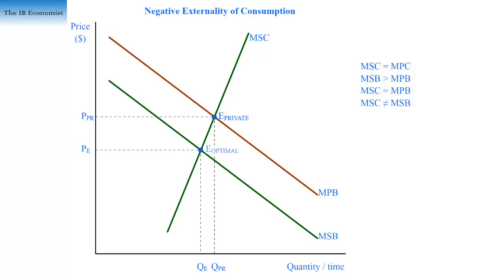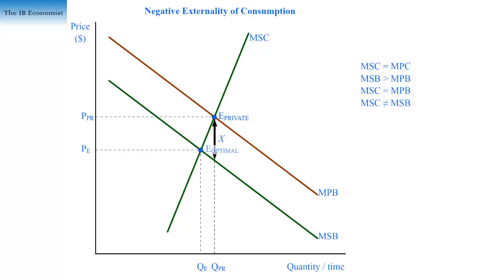As a result, we can see that once again we have a private equilibrium which is different from the optimal equilibrium. E-private marks the higher price PPR and higher quantity QPR than the optimal price and quantity PE and QE. As a result, people are spending too much money on this product and are consuming more units than they should be. We can see the level of externality as the vertical distance between the private equilibrium and the marginal social benefit. This double-edged arrow represents the externality.